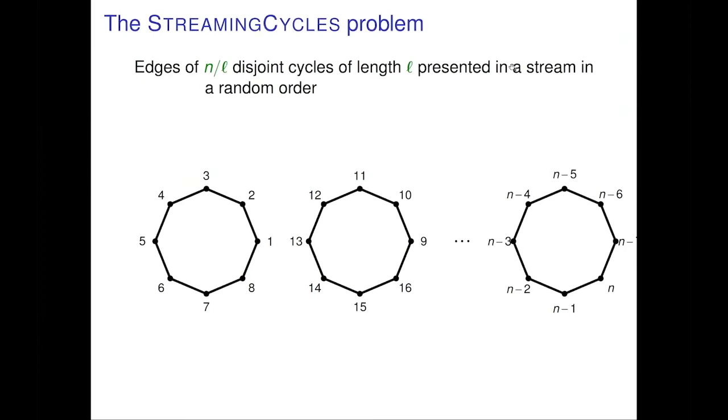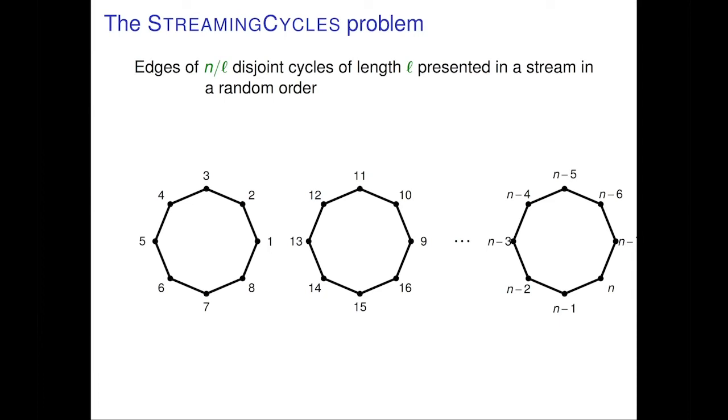Good. Okay, so basically, to this effect, we introduce the following communication problem. It's essentially a streaming problem, so we call it streaming cycles. In this problem, our input is a disjoint union of n by L cycles of length L. So here they are pictured on the stream.